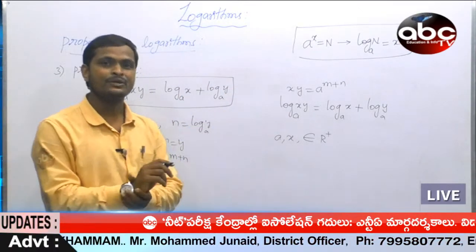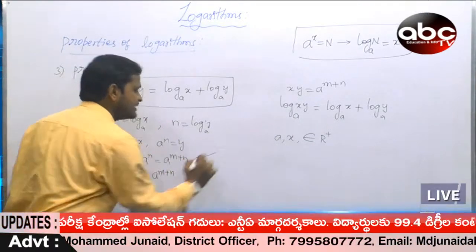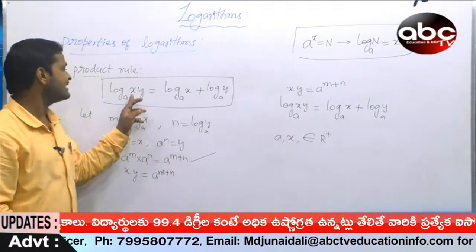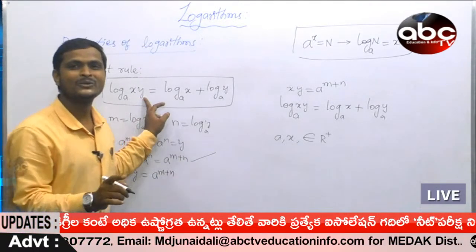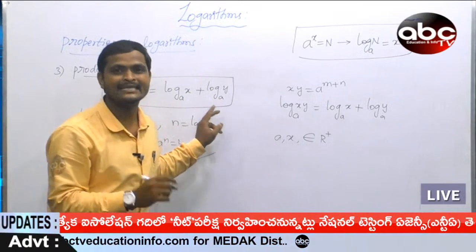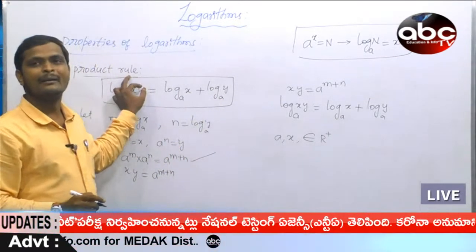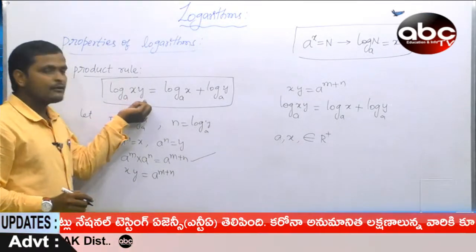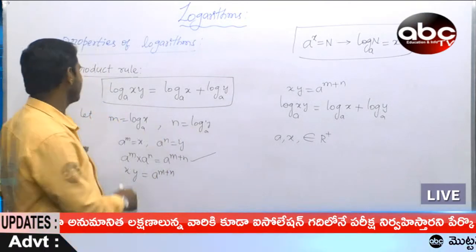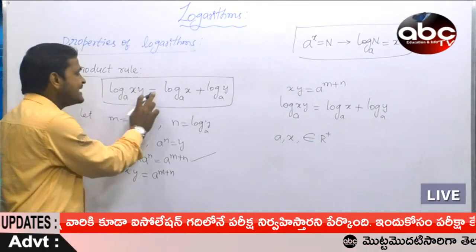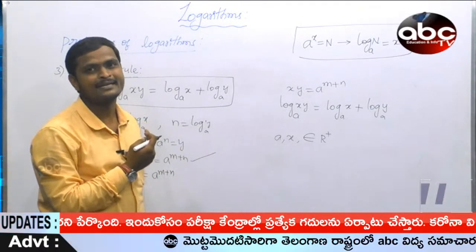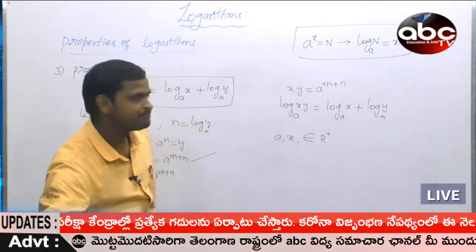Observe here, when you know this property, m into n, we get m plus n. Same property applies here, x into y. Log x into y is equal to log x base a plus log y base a. This rule is called the product rule. It means the logarithm of a product is equal to the sum of the logarithms. Very simple. See students, product of logarithms is equal to sum of the logarithms. This is the third property. Okay students, let's see an example.